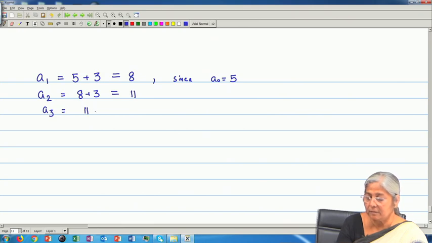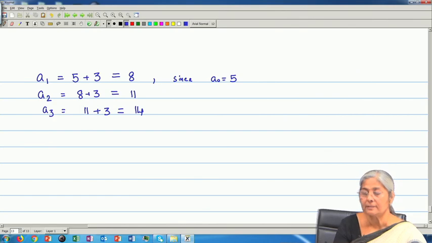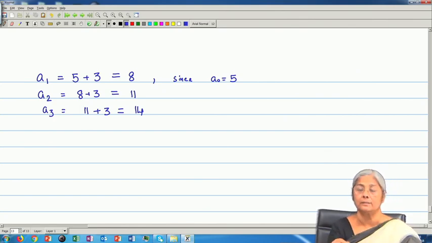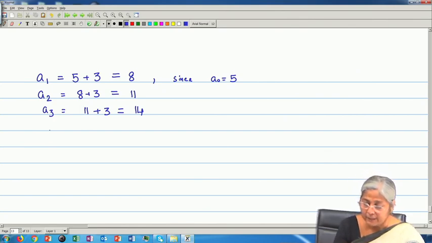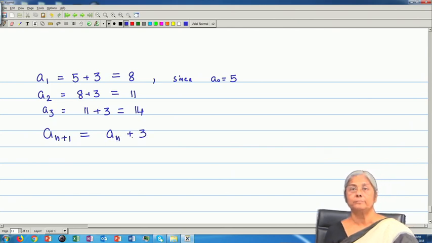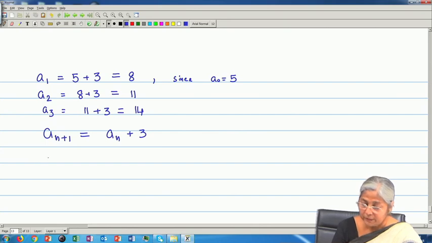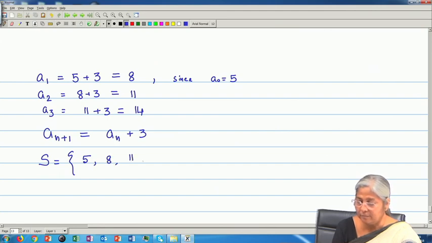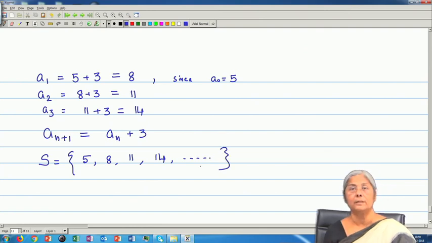Next element I get, always with the previous element I add 3, and I am telling that recursively I get. That means I can write the n plus 1th element by adding 3 to the previous element. So, finally, I get my set as if I start with 5, then 8, then 11, 14, like that. It will get in this way.